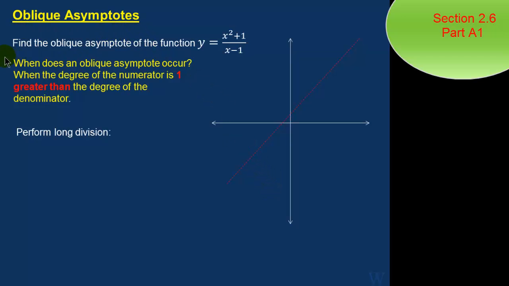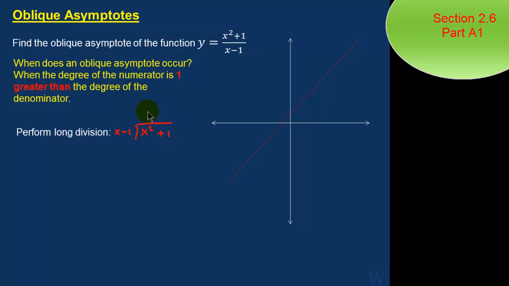Oblique asymptotes. Find the oblique asymptote of the function y is equal to x squared plus 1, whole thing divided by x minus 1. So when does an oblique asymptote occur? In this case, when the degree of the numerator is just 1 greater than that of the denominator. And we will see why that is the case by performing long division on this rational function. So x squared plus 1 divided by x minus 1.